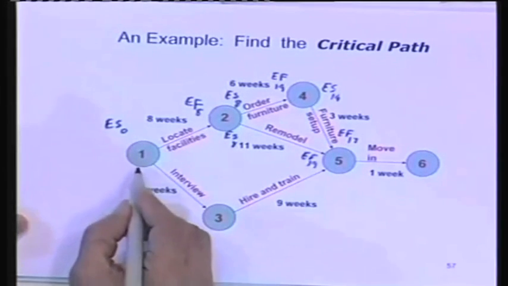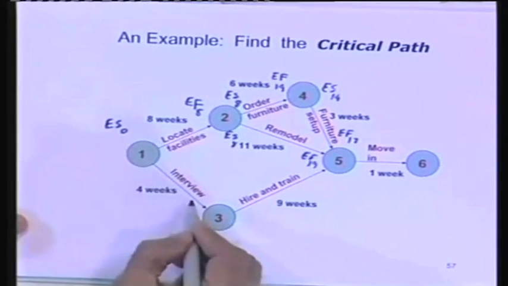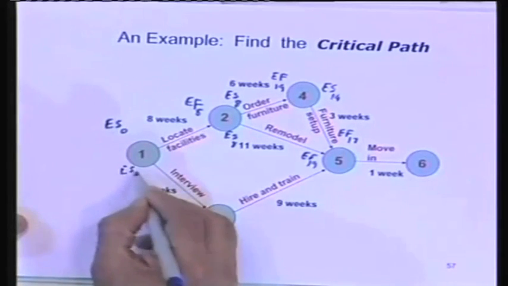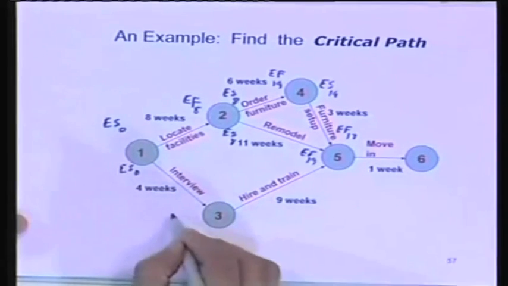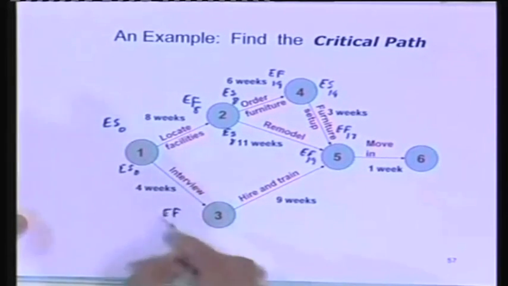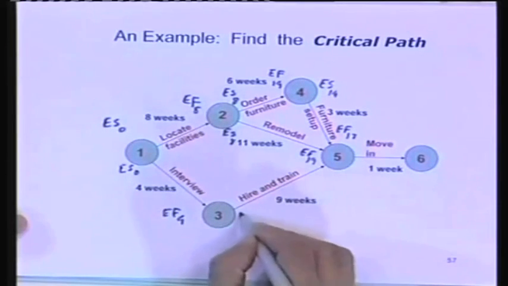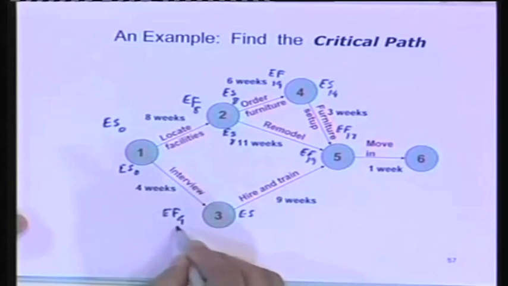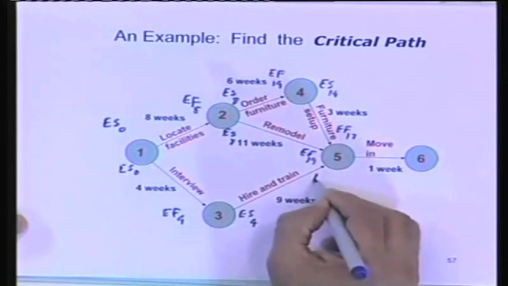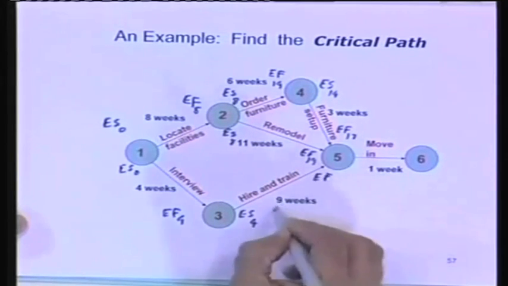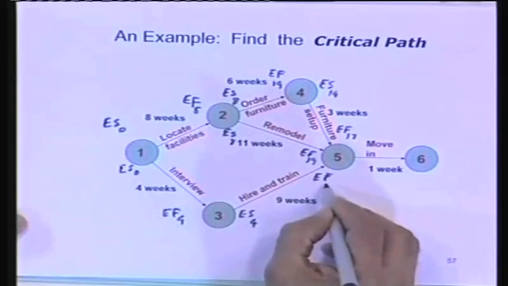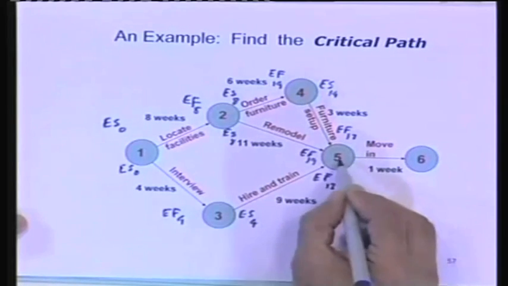I come to this side. What is the earliest start for this one? 0. Earliest start is 0. Earliest finish for this one is going to be 4 plus 0, that is 4. Earliest start on this side is going to be 4. Earliest finish from this branch is going to be 9 plus 4, that is 13. Now look at this task.